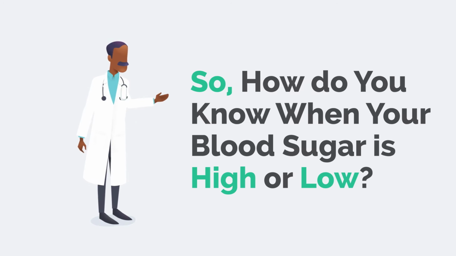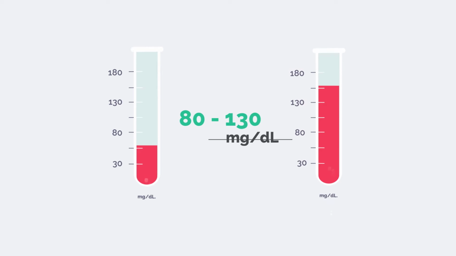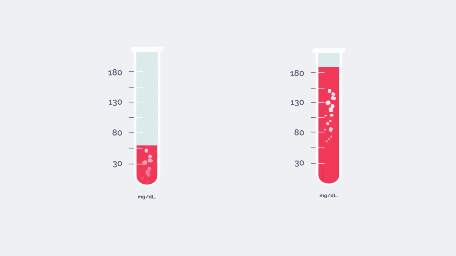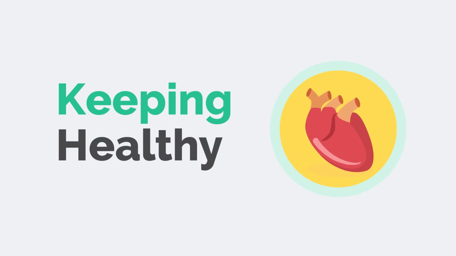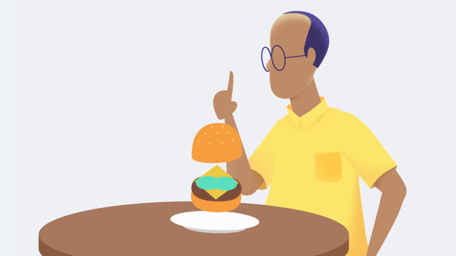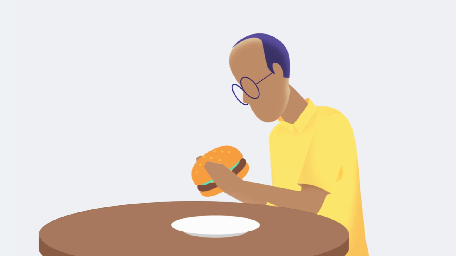So, how do you know when your blood sugar is high or low? Remember that the target glucose levels range from 80 to 130 milligrams per deciliter. This will vary during the day, depending on your activity level and what you eat. Anything below 80 is considered low blood sugar, and anything above 130 is considered high blood sugar. Keeping healthy, your diabetes management will center on keeping your blood sugar within the recommended target range.